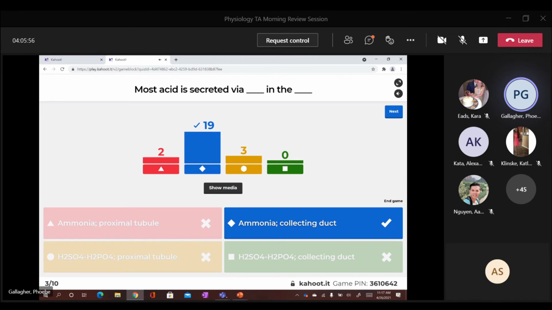Awesome. Yeah. Ammonia is going to be the main way in which you secrete protons, and that's going to occur in the collecting duct or the late distal tubule.